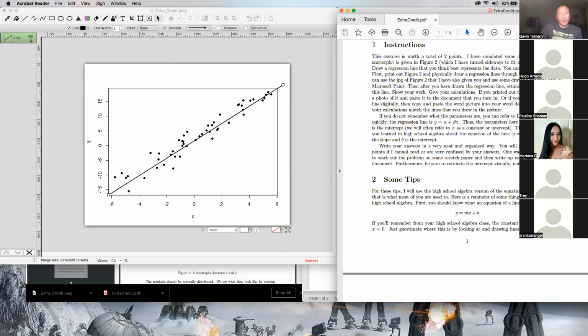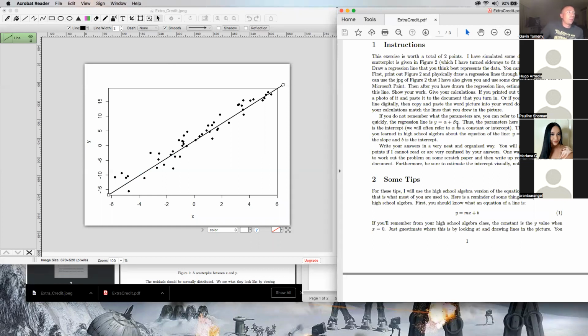While you're working on that, I'm going to keep reading through this. Draw the regression line that you think best represents the data. You can do this 2 ways. First, print it out and physically draw the line through it. Alternatively, you can use the JPEG and some drawing software like Microsoft Paint. Then after you draw the regression line, estimate the parameters for this line, show your work, and give your calculations. If you printed out the picture, take a photo of it and paste it into the document that you're turning in, or if you drew the regression line digitally, copy and paste it into the Word document.